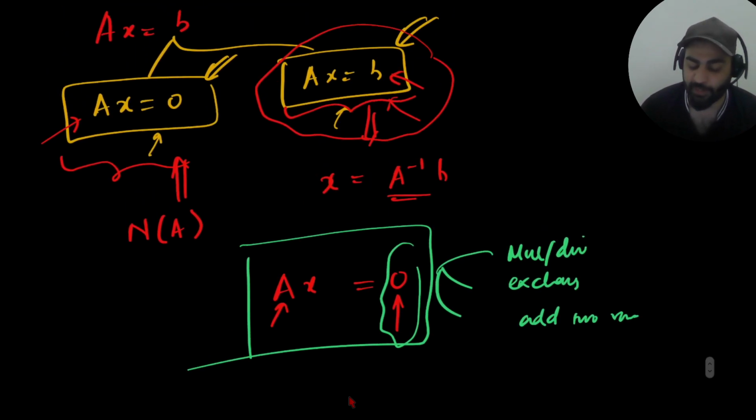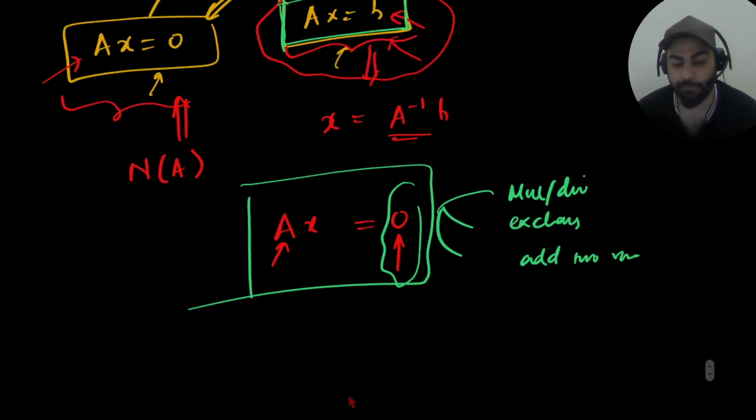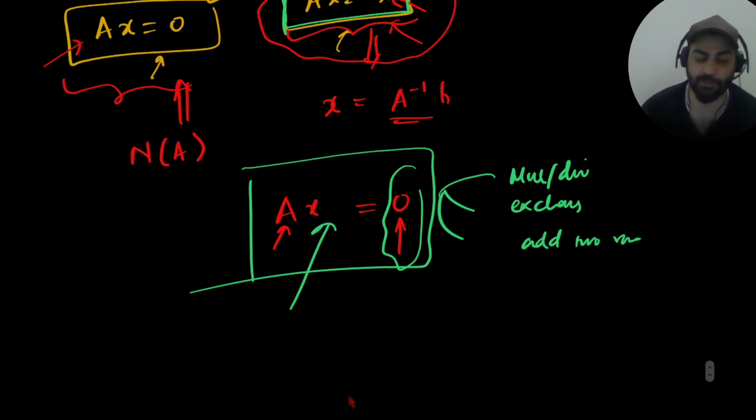Because our goal is to find solutions to equations like this, now we'll start on how to find a complete solution. In order to find the complete solution, we'll first try to find the null space of A. Let's go there.